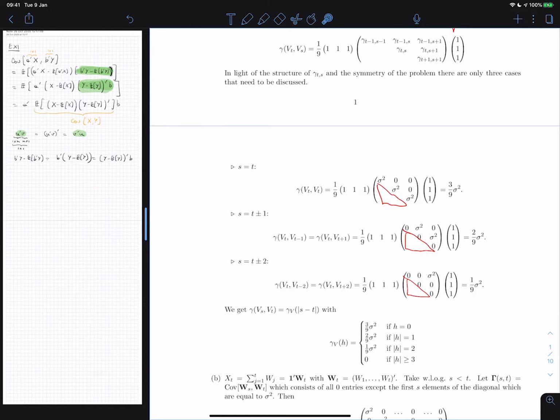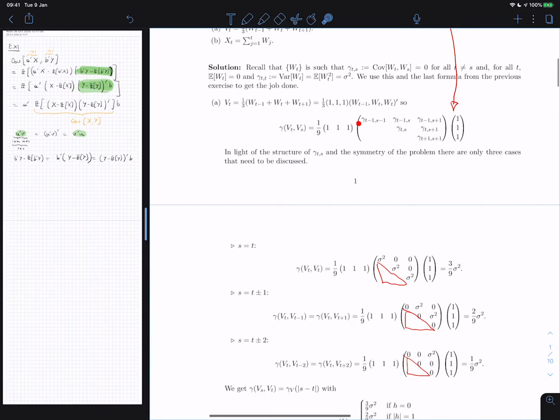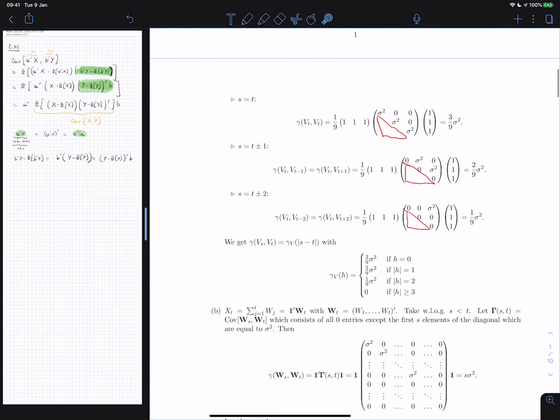Okay, so then for free we get the covariance structure of this weighted average: the covariance of Vs and Vt only depends on the difference between s and t. If this difference is 0, we get this. If this difference is 1 or minus 1, we get this. If this difference is 2 or minus 2, we get this. And if this distance is larger than 3, then we have a weighted average of covariances which are all 0. Therefore, we have 0. It's okay?